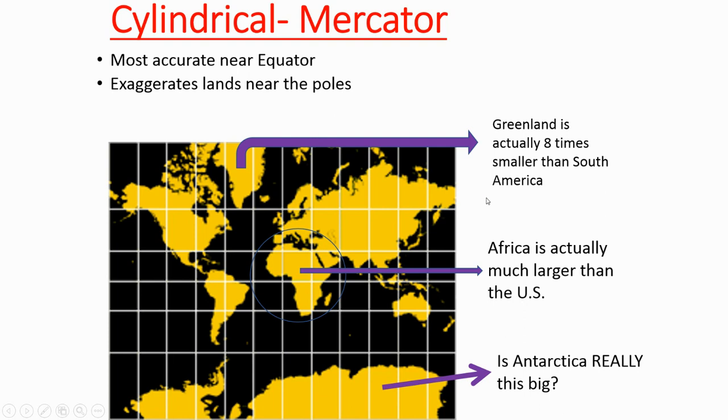If we've never actually looked at a globe, so if you have a globe, compare that to what you're seeing here and look at Greenland. Greenland is actually much smaller than South America, but on this map, it looks gigantic. And Africa is actually much larger than the United States, but this map would make you think otherwise. And is Antarctica really this big? No, it's not.